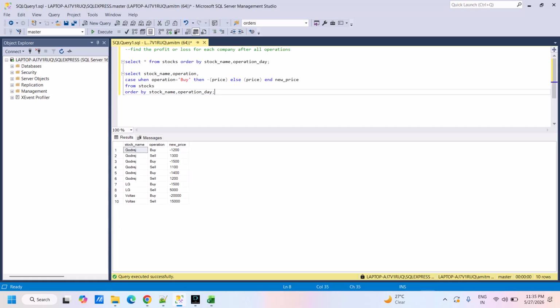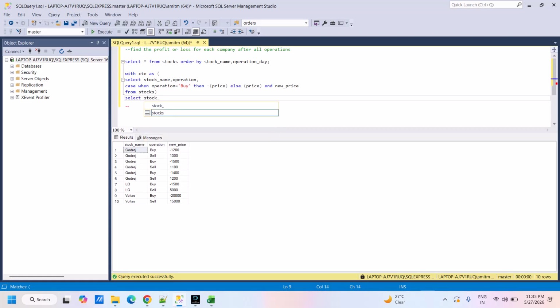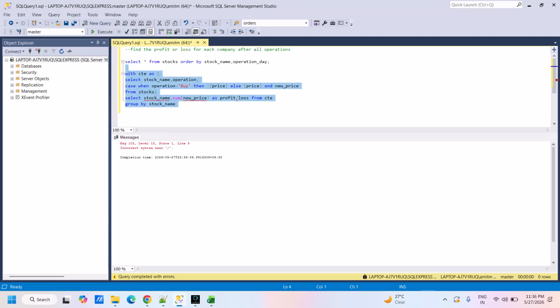Now we don't need to do anything else, we just sum these values with the CTE. Select stock name and sum of new price as profit loss from CTE, and group by stock name. Now this will give us the answer as profit loss.